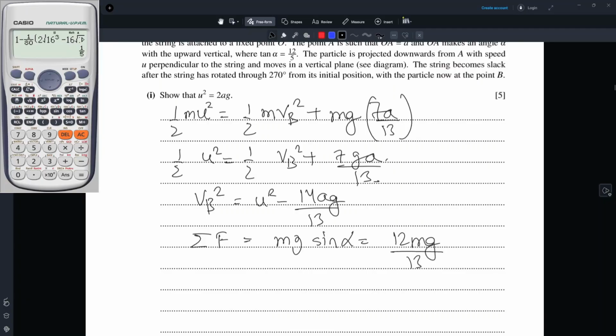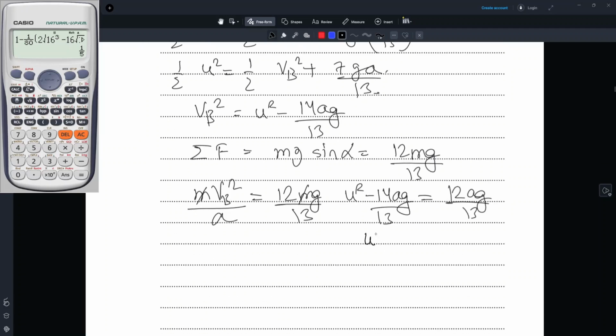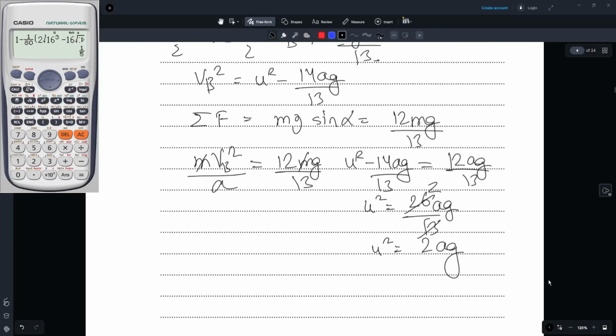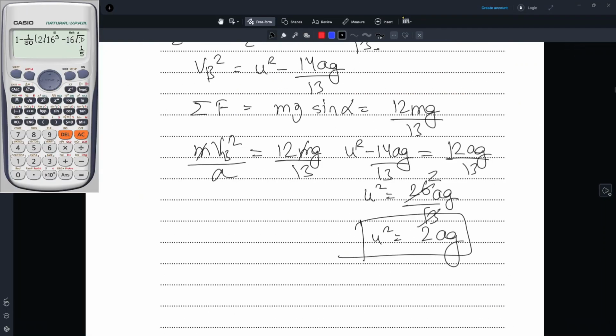We have here at point B, mv squared by r, or a, equals 12 mg by 13. So we can cancel the m's out. So we have u squared minus 14 ag by 13 equals 12 ag by 13. So u squared equals 26 ag by 13, 14 plus 12 is 26. So we have u squared equals 2 ag. Same thing as the top.